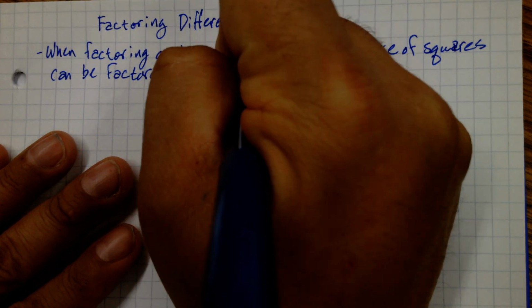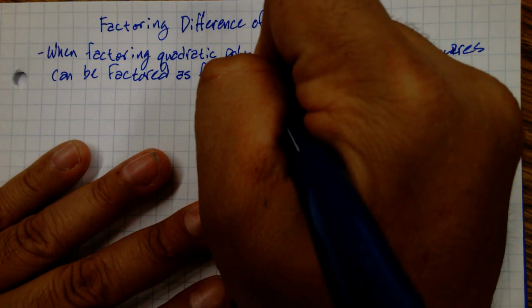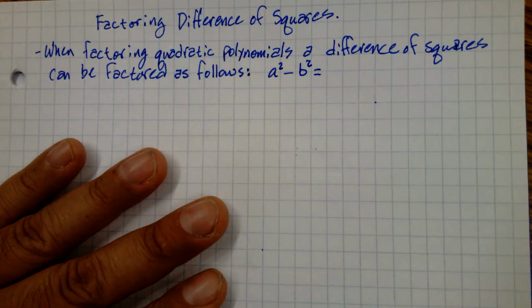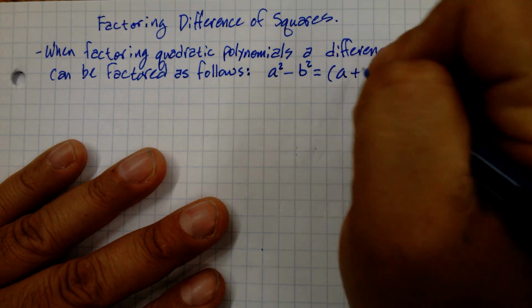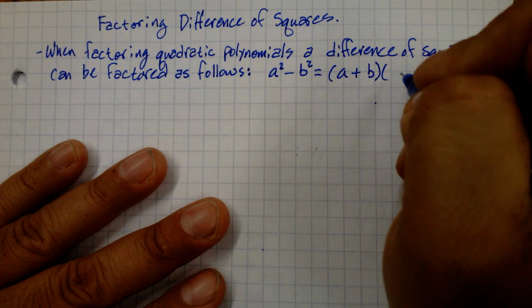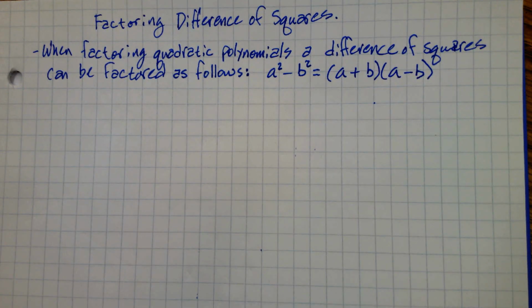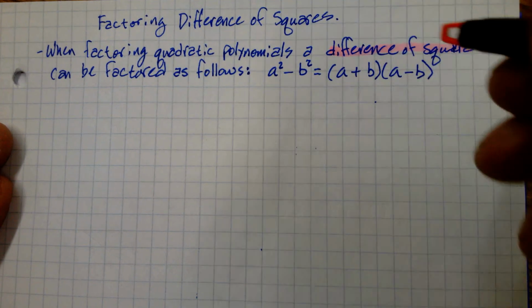Now we've already looked at this pattern before when we were talking about multiplying difference of squares. We're just going to do everything in reverse. So it's going to look like this: a squared, take away b squared, factors into the sum and the difference of a and b. So a plus b times a minus b. So difference of squares follows this pattern.